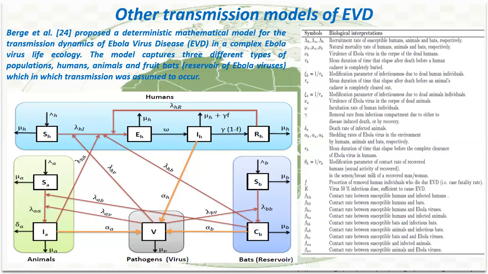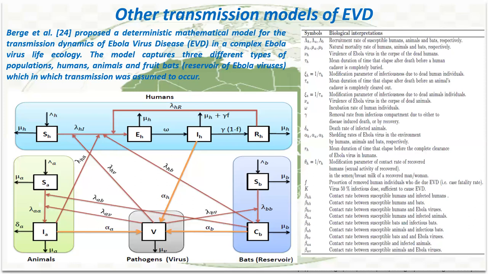So there are other models of Ebola virus disease, and one of these is the model by Baga et al. 2014, where he proposed a deterministic model for transmission of Ebola virus in a complex Ebola life ethnology. He considered three different populations: humans and animals, where the animals are other animals apart from the bats, which are the reservoir of Ebola viruses.